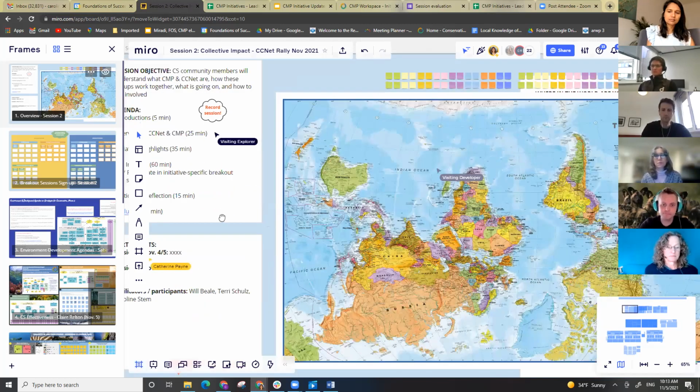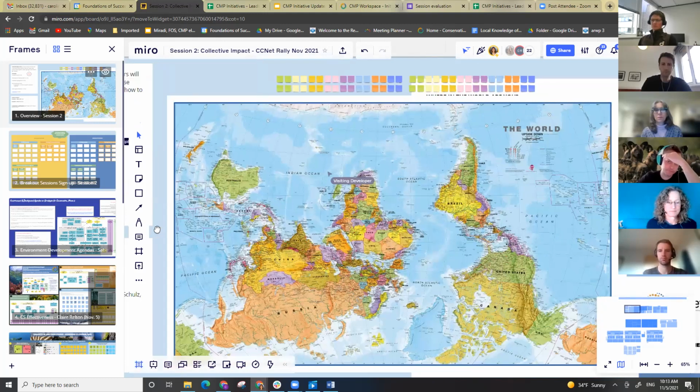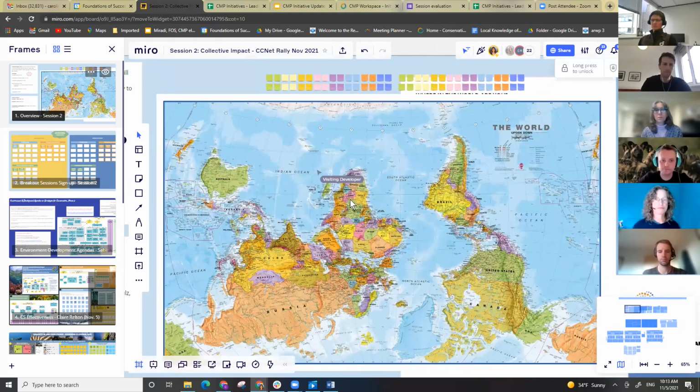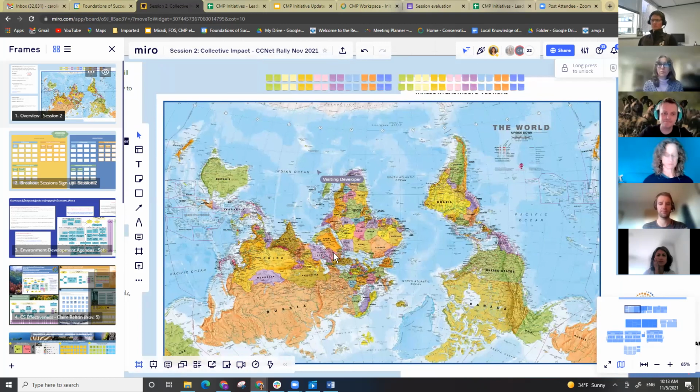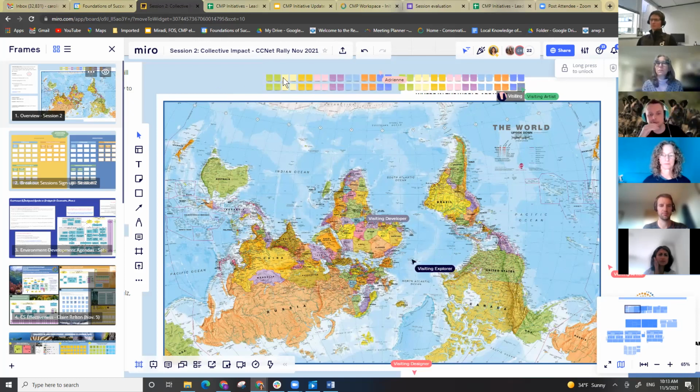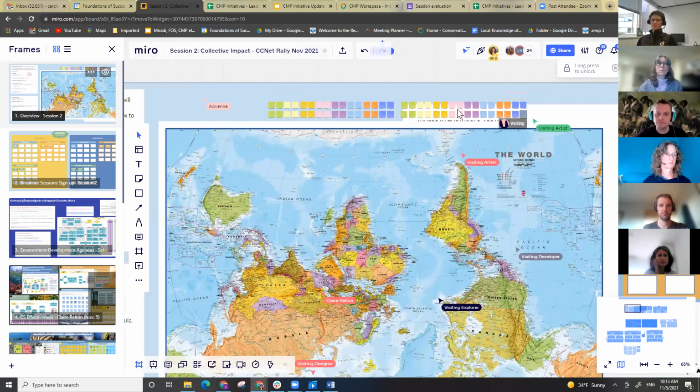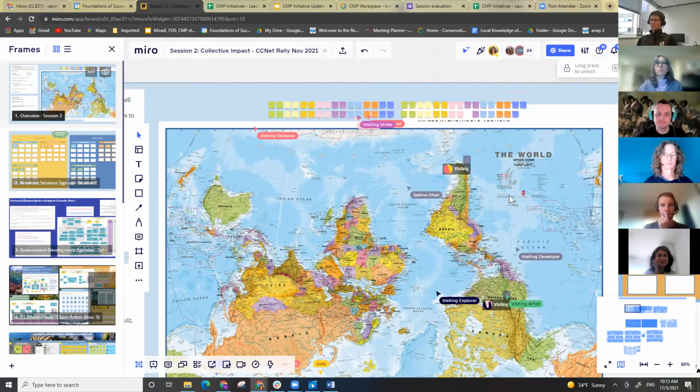So I'm going to scroll over here, and hopefully you guys are over here with me, and you can see a map of the world, maybe a little non-traditional perspective. And what we would like you to do is, up above, there are a bunch of stickies here, and we would like you to take a sticky and drag it over to where you are, and then put your name on it.